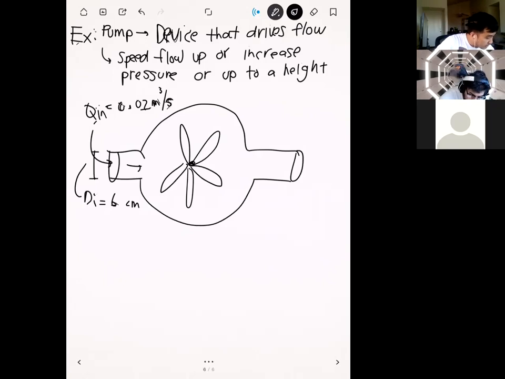We know the pressure at the inlet. And so the pressure at the inlet is going to be 125 kilopascals.